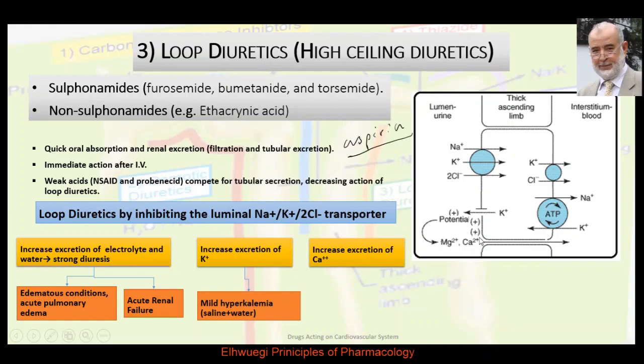Third, they increase the excretion of calcium, because, as we have said, calcium absorption depends on the positive electrical potential of the luminal membrane. If there is no positive electrical potential, calcium cannot be absorbed; it will be excreted. Therefore, loop diuretics increase the excretion of calcium. That's why they are applied in certain types of hypercalcemia.